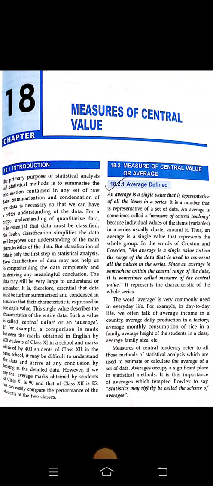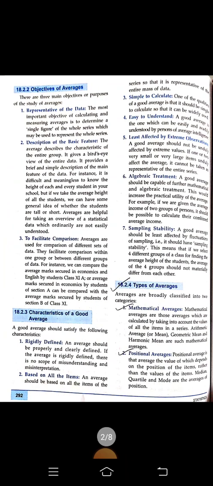Since an average is somewhere within the central range of the data, it is sometimes called a measure of central value also. Next, what are the types of averages we are having? We are having mathematical averages and positional averages. Mathematical averages are those averages which are calculated by taking into account the values of all the items in a series. Arithmetic average or mean, geometric mean and harmonic mean are such mathematical averages.